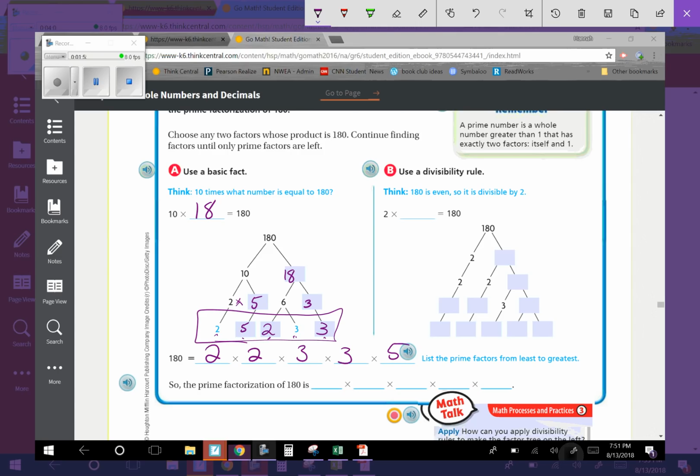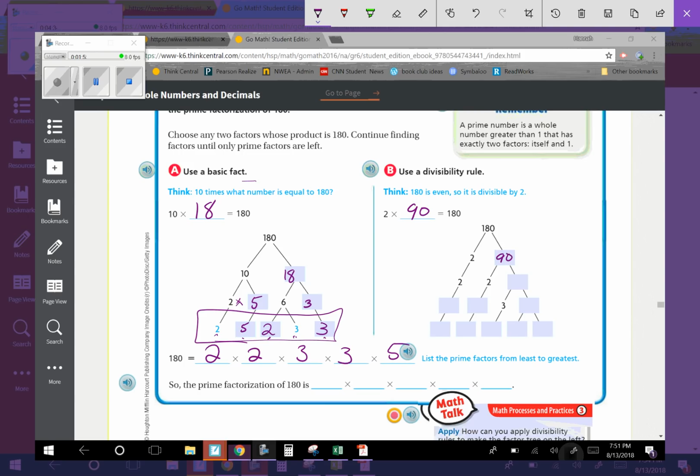Then another way is to use basic math facts. We can do the same thing, create a tree, but we can use divisibility. If I think 180 is even, because it's got a 0, I know automatically it's divisible by 2. So 2 times what gives me 180? Well, I know 2 times 9 is 18, so 2 times 90 equals 180. So that's where I'm going to start off here. I'm going to use 90.